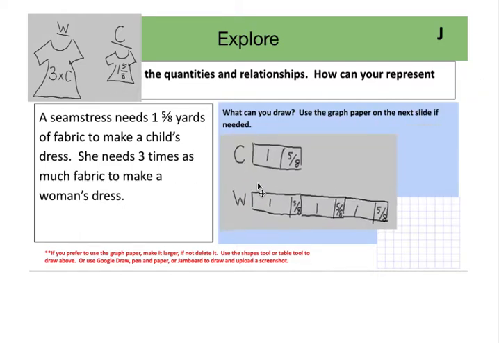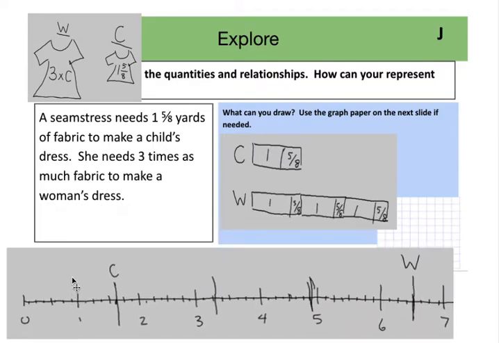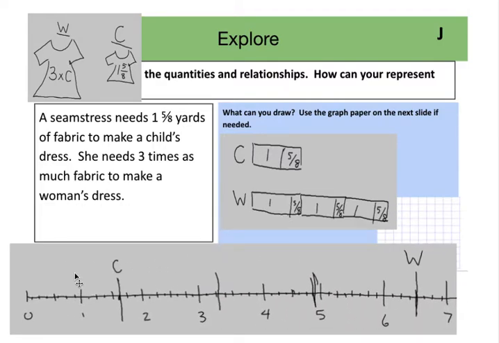Did you maybe draw a bar model that shows the relationship? You have the child's dress is 1 5/8, and then we know the woman's dress is 3 times that amount. So we have here 3 groups of 1 5/8. Maybe you drew a number line to represent the child's and woman's dress, right? We have here the child's dress at 1 5/8, another 1 5/8 to show the first group for the woman, the second group for the woman, and the third group ending here. All great options here. Great job, guys.